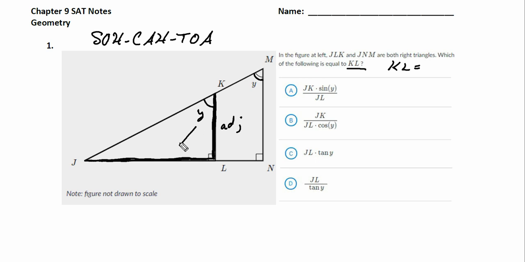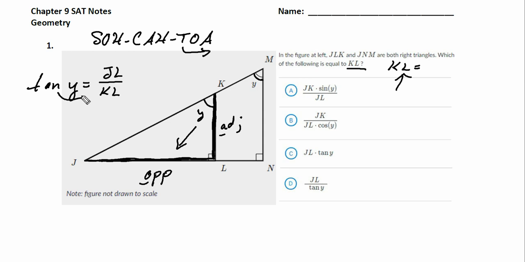JL is the side opposite of y, and then KL, like we said before, is the side that's adjacent to y. So that means O and A, which refers to tangent. So we're going to use tangent here. Tangent of y is opposite over adjacent, which would be JL over KL. Now, of course, the question is asking us to find KL. So we have to solve for KL in this example.